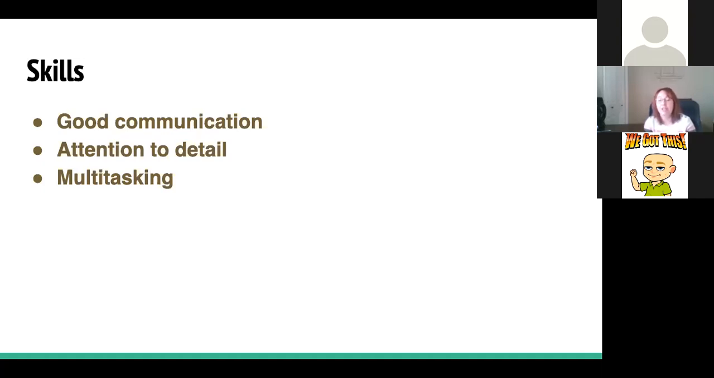Multitasking. There are lots of things going on at once. With this job, there is shift work involved, and sometimes you are responsible to work in 2 or 3 different departments, or maybe the whole lab. And you need to be able to know all the tests that are running at one time and get them all done in a timely fashion.